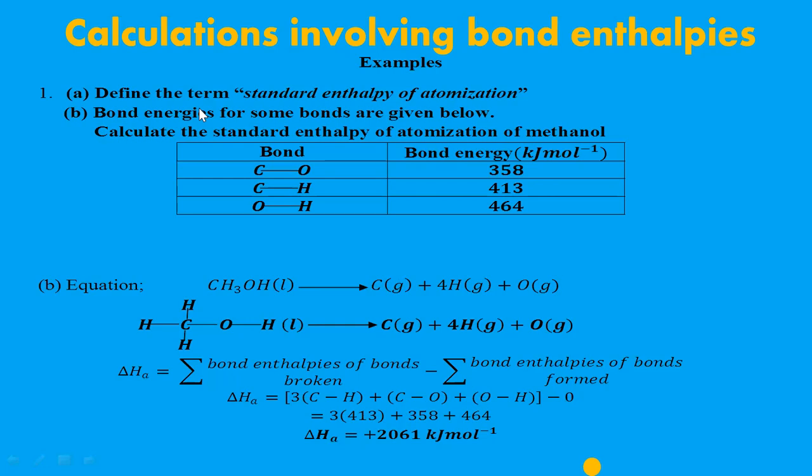Who remembers the standard enthalpy of atomization by definition? Yes, Shamira. Standard enthalpy of atomization is the enthalpy change that occurs when one element in its normal physical state is converted into 1 mole of free gaseous atoms at 1 atmosphere and 298 kelvins. It should be 1 mole of an element in its physical state. Okay?